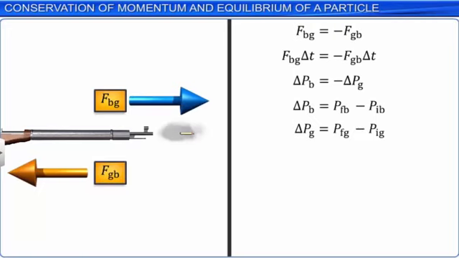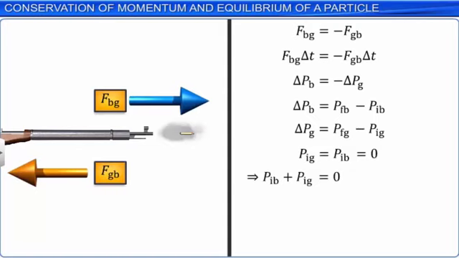Initially, the gun and the bullet are at rest. Hence, their initial momenta P_IG and P_IB are 0. This indicates that the total momentum of the gun and the bullet as a system is 0.